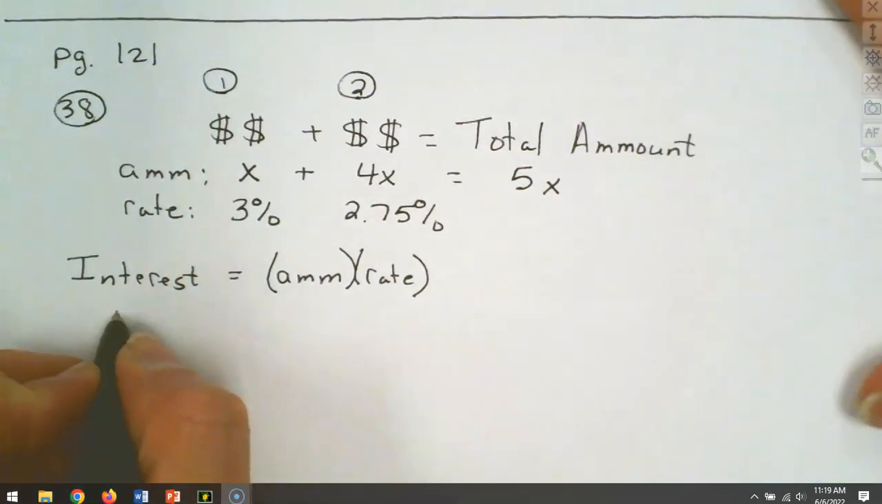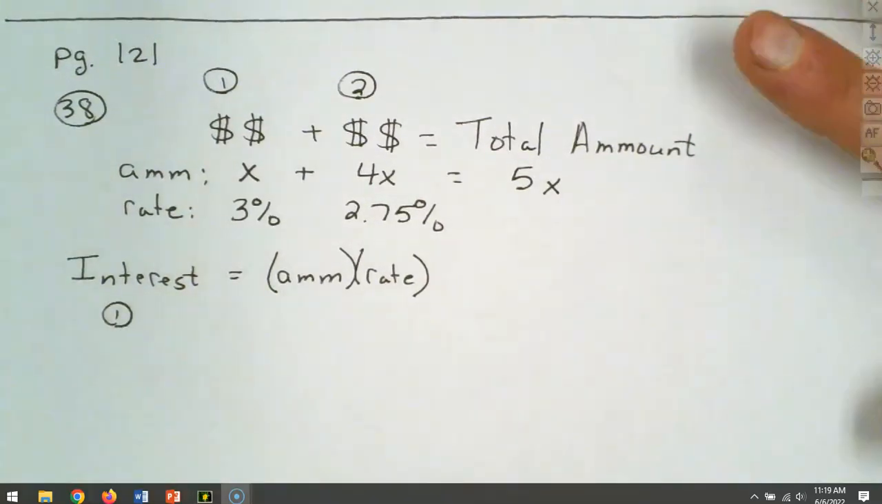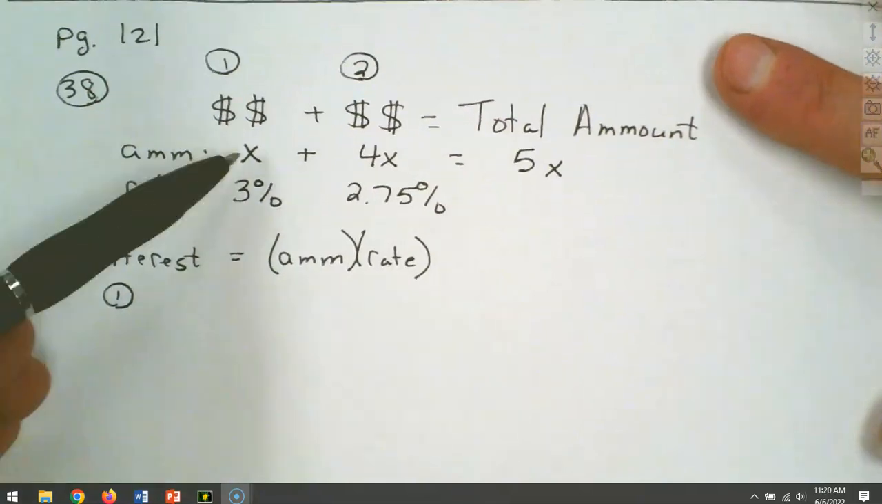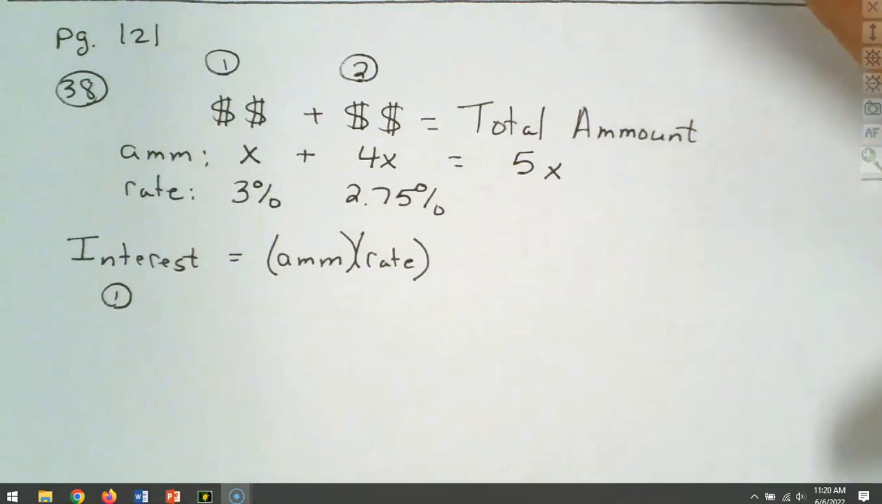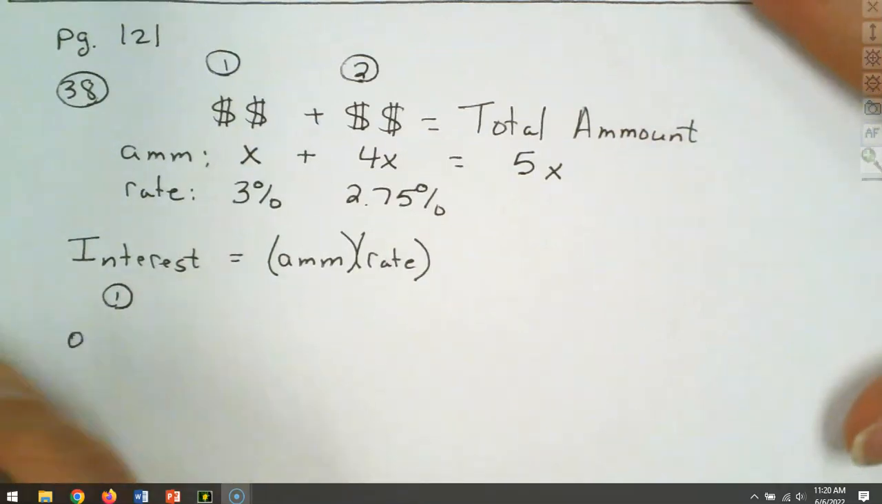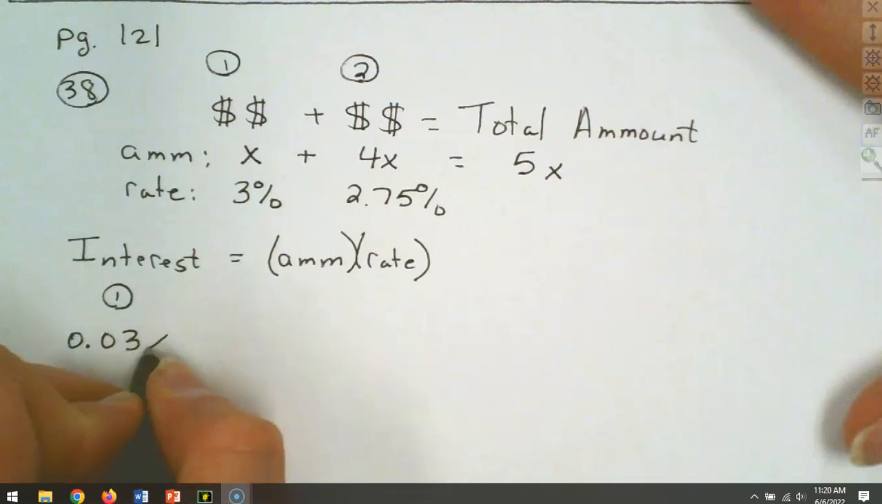Let's look at our first one. What's in our first one? Well, these get multiplied together. Now make sure that you make the interest rates a decimal, so don't use the percentage. Make that 3% a decimal. So for the first one, that's these two put together, so that's 0.03x.